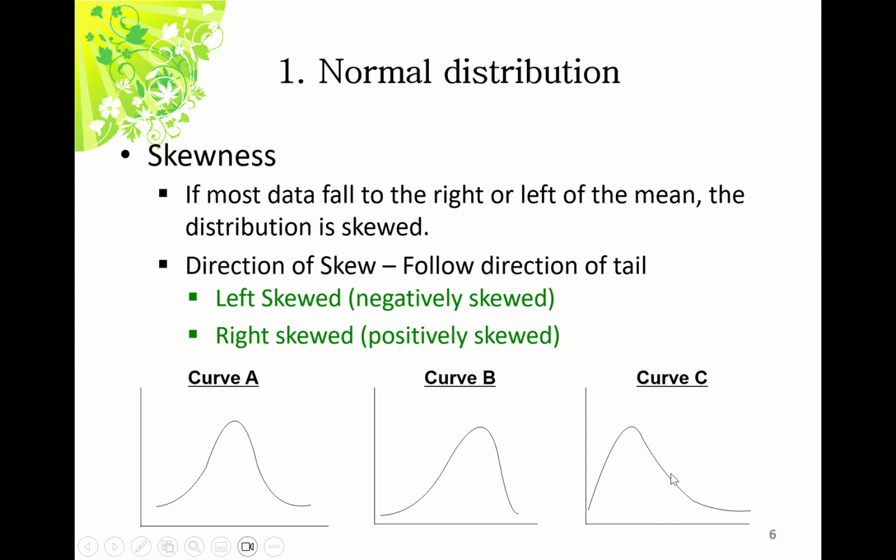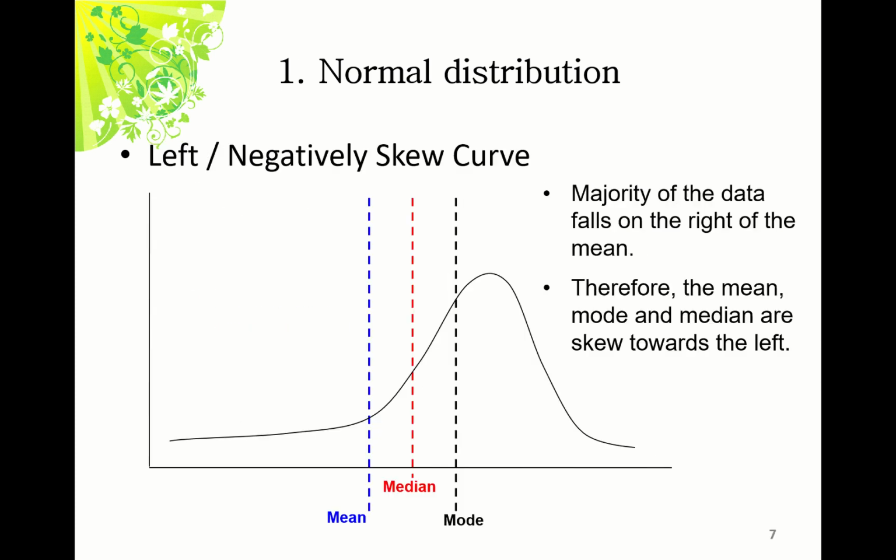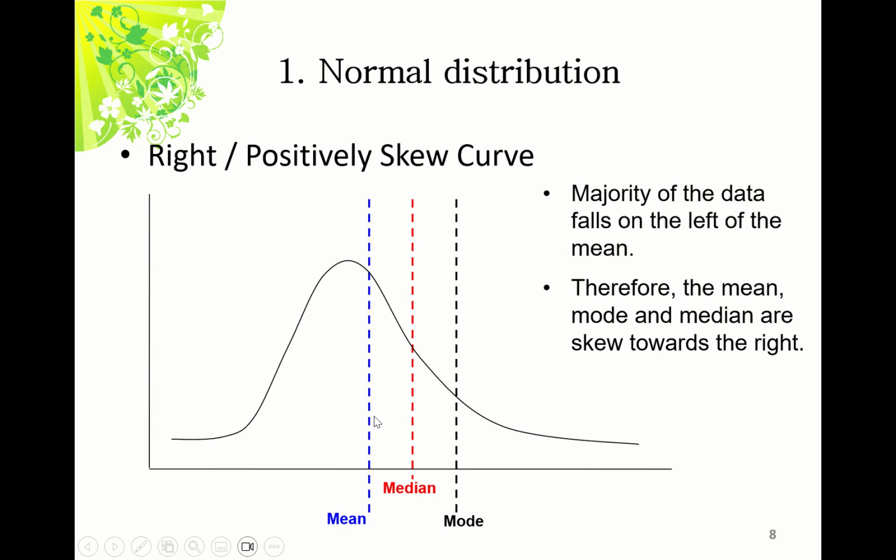And curve C is right skewed. If it's left skewed, because the tail is here, the median, the mean, and the mode are not at the peak, but slightly towards the left also. Likewise, the right skewed is on the right side of the peak.